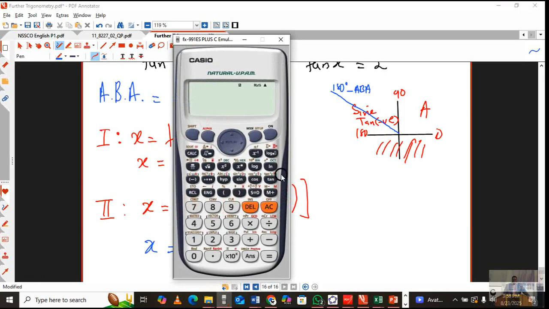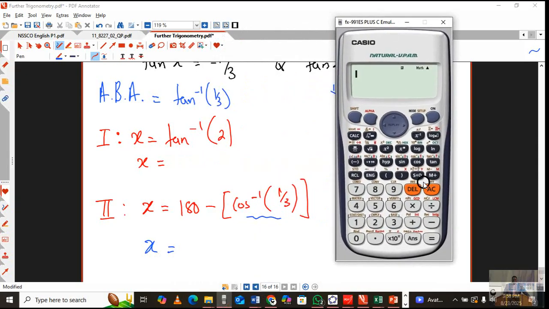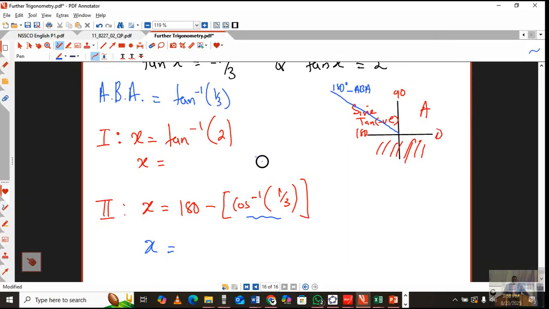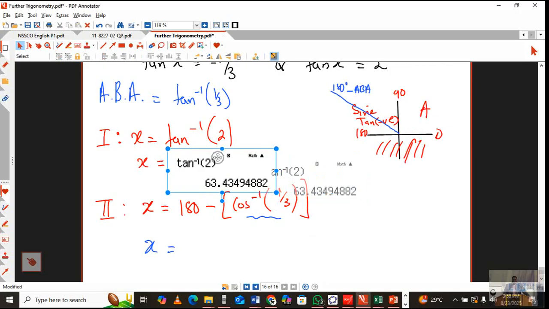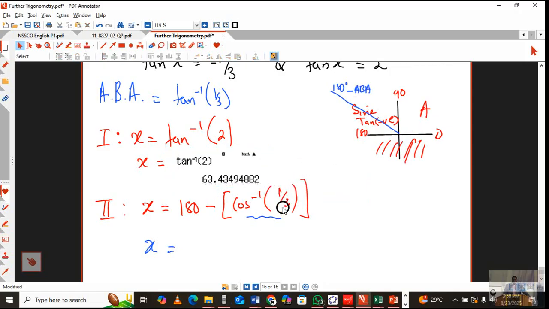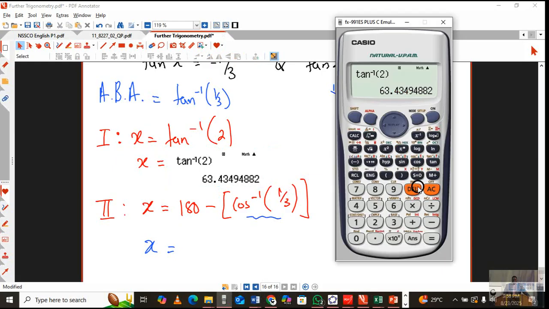So let's grab our calculator. Make sure it's in degrees mode. Mine is not, so I have to bring it back to degree mode. You must be very careful. Which one are we doing first? When it's positive, the inverse tangent of 2. I'll grab a screenshot of that, paste it and bring it over here. Then the second one, it's 180 minus the inverse cosine of 1 upon 3. Let's close these brackets.